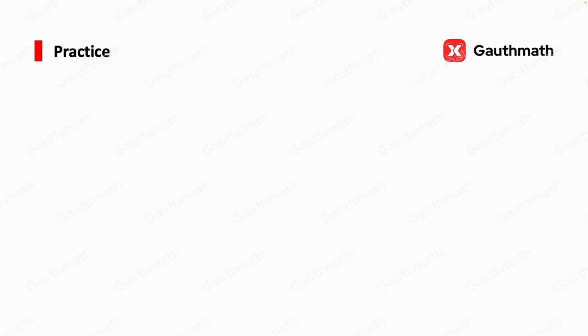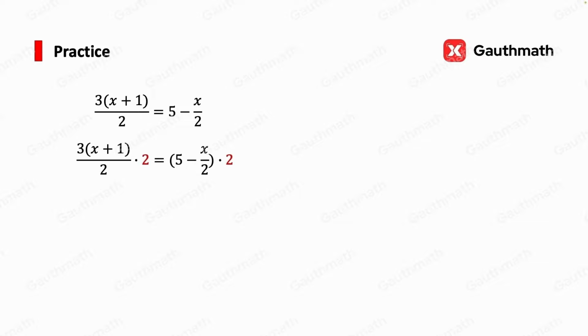Now let's look at a practice question. In this equation, there are variables on each side, and actually there are fractions on each side. So it's a good idea to multiply 2 to each side of the equation. So now on the left side of the equation, no more fractions left. And then we distribute the number outside the parenthesis to the terms inside.